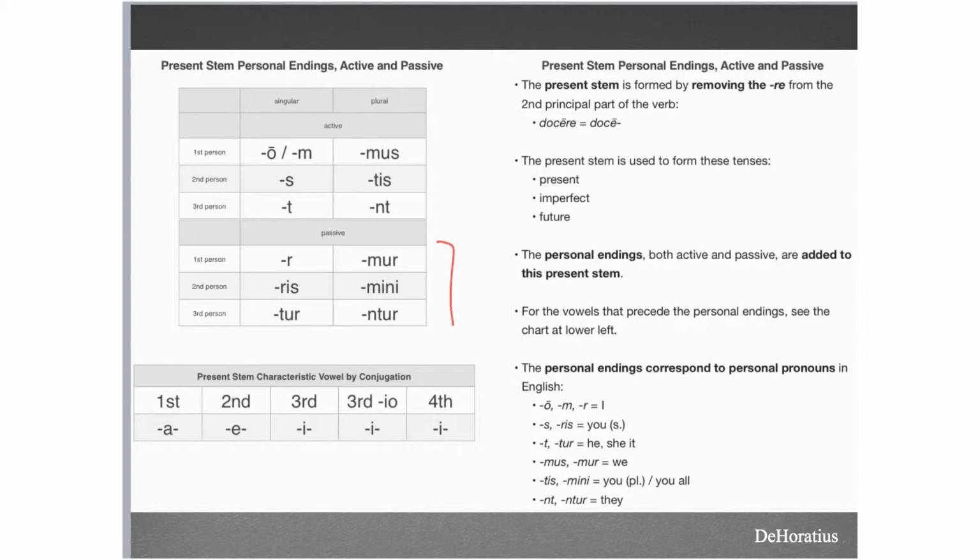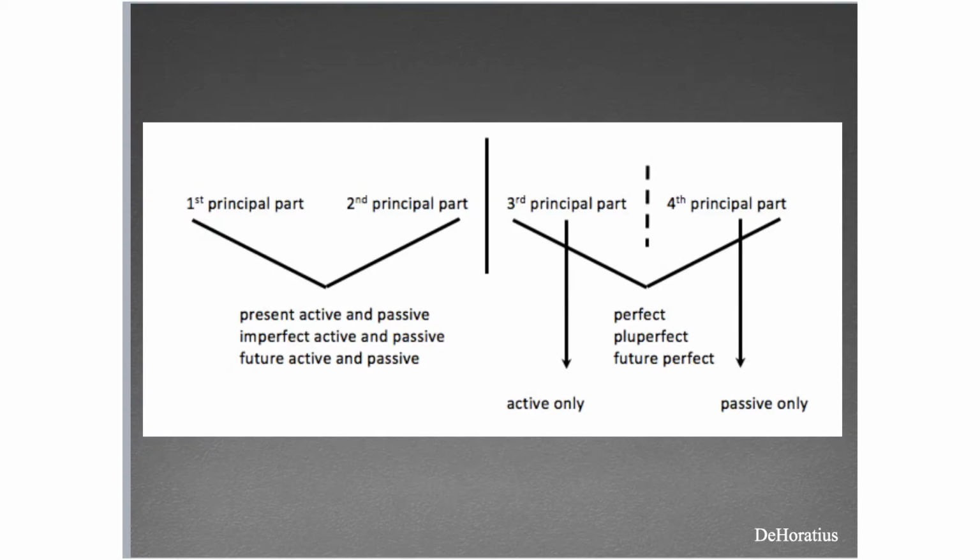And again, these are the personal endings for those passives. And same with the active, it uses those characteristic vowels, and just to see the pronouns down here. For the perfect passives, we're going to shift into the third and fourth principal part, and this little diagram kind of shows how the principal parts work in general.